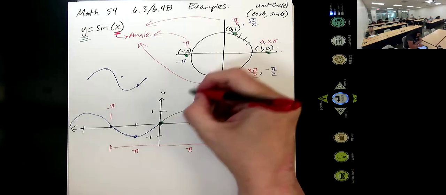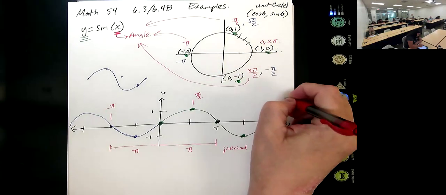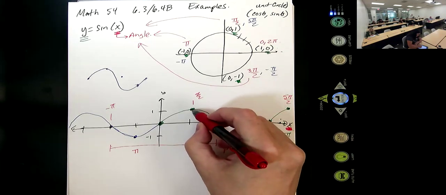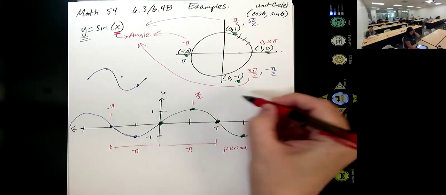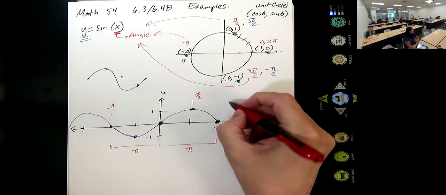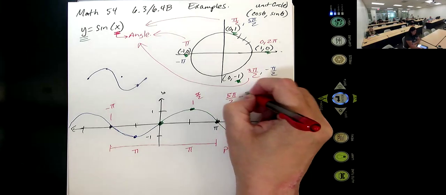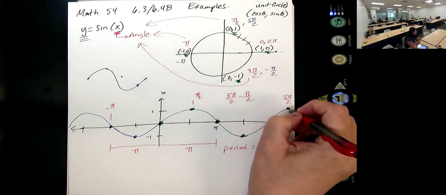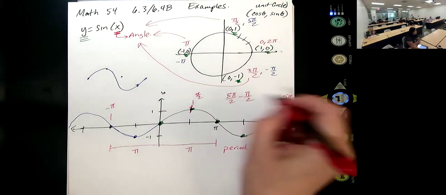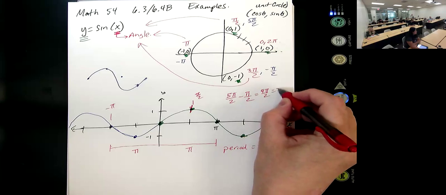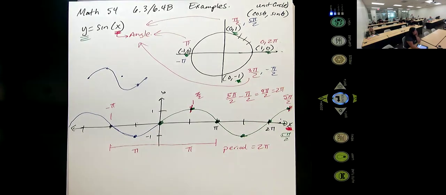We can go from pi over 2 to 5 pi over 2 and see that we go from the start of a peak to the start of another peak. Another way of looking at it is doing subtraction. 5 pi over 2 minus pi over 2, my end value and my start value, I get 4 pi over 2, which is 2 pi. We can find that period from any 2 points as long as it starts repeating.